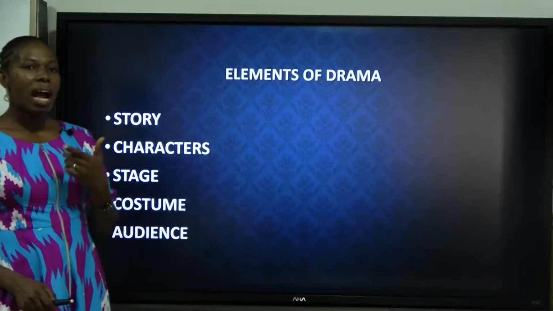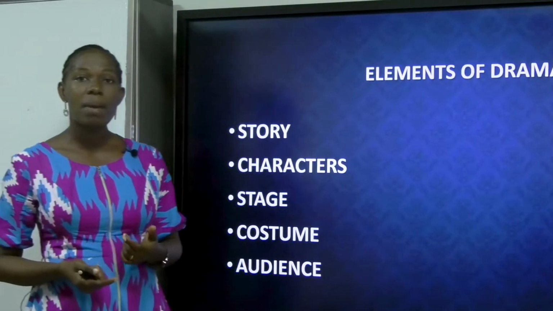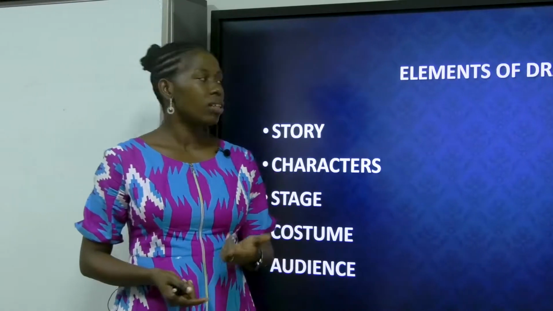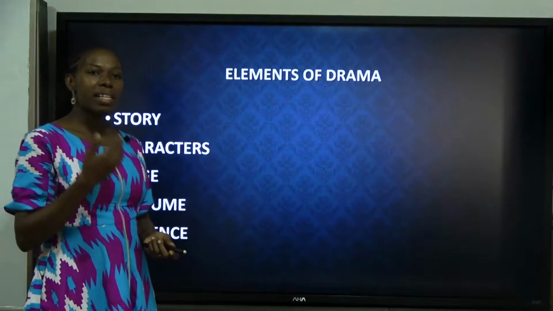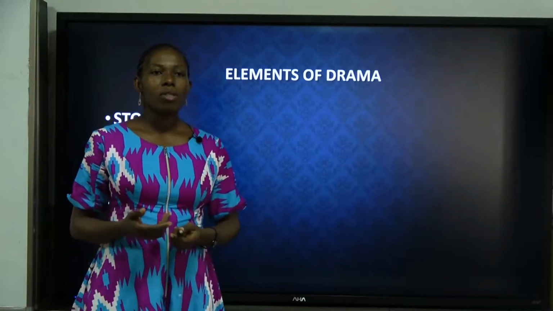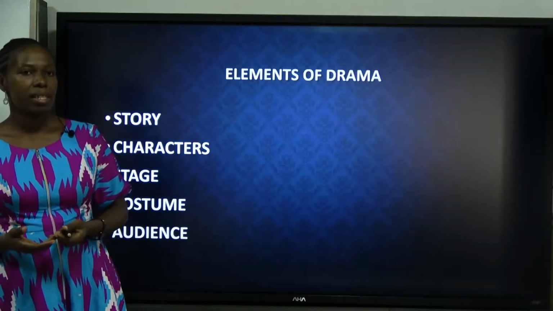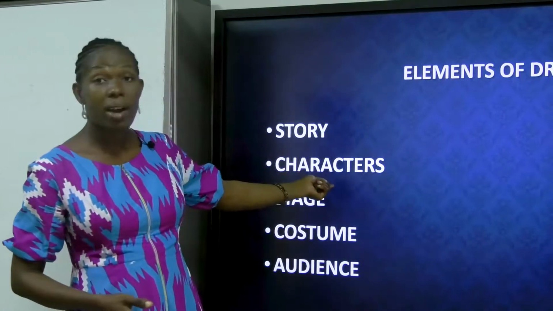Now, we have elements of drama. For drama to take place, these elements are very important. The first one is a story. You have to get a story to act. For drama to take place, there must be a story to be acted, and that story has to be acted by some group of characters.